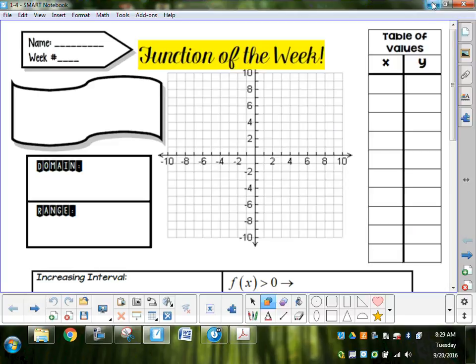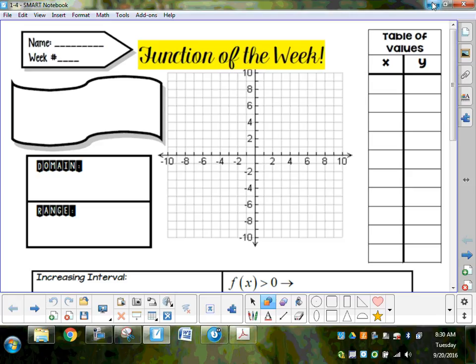Sign into your calculators now. Sit down and let's see how long it takes us to be quiet. Okay, let's go over the basic terms.